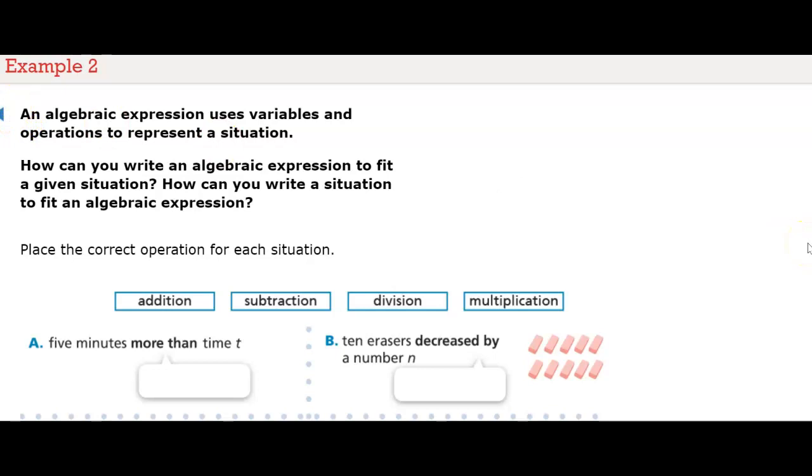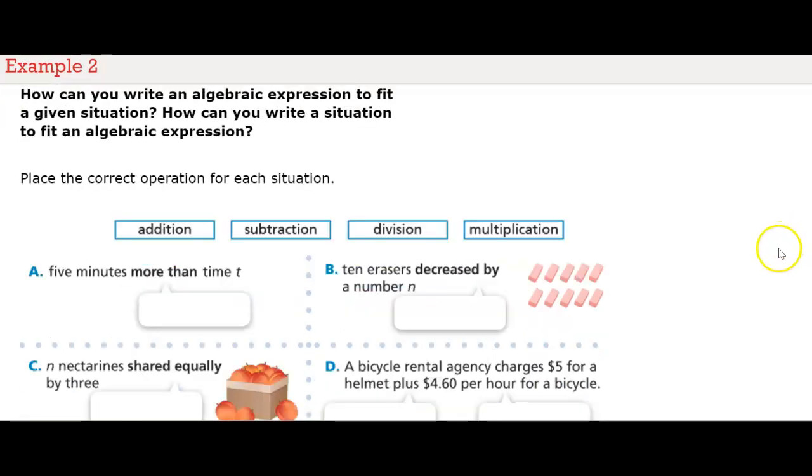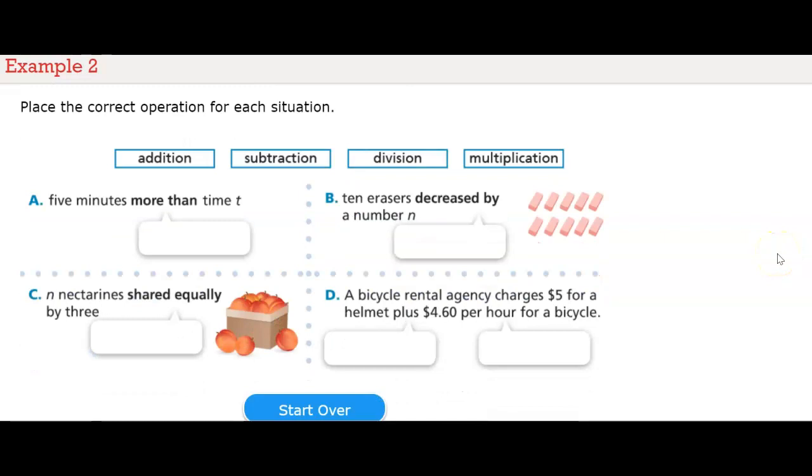An algebraic expression uses variables and operations to represent a situation. How can you write an algebraic expression to represent a given situation? How can you write a situation to fit an algebraic expression? Part A. 5 minutes more than time, T. Part B. 10 erasers decreased by a number, N. Part C. N nectarines shared equally by 3. Part D. A bicycle rental agency charges $5 for a helmet, plus $4.60 per hour for a bicycle.